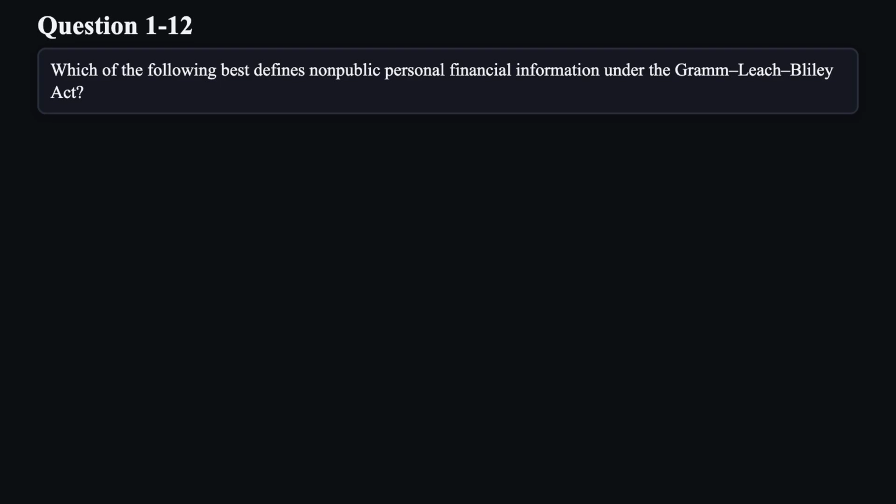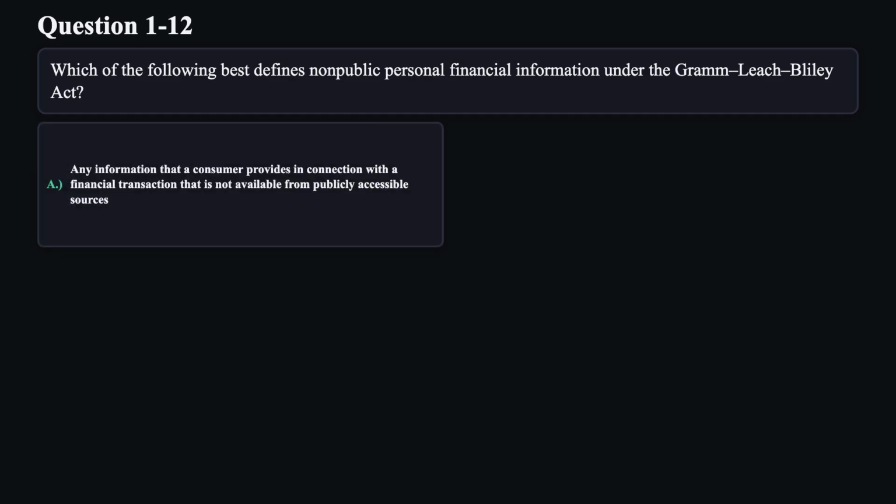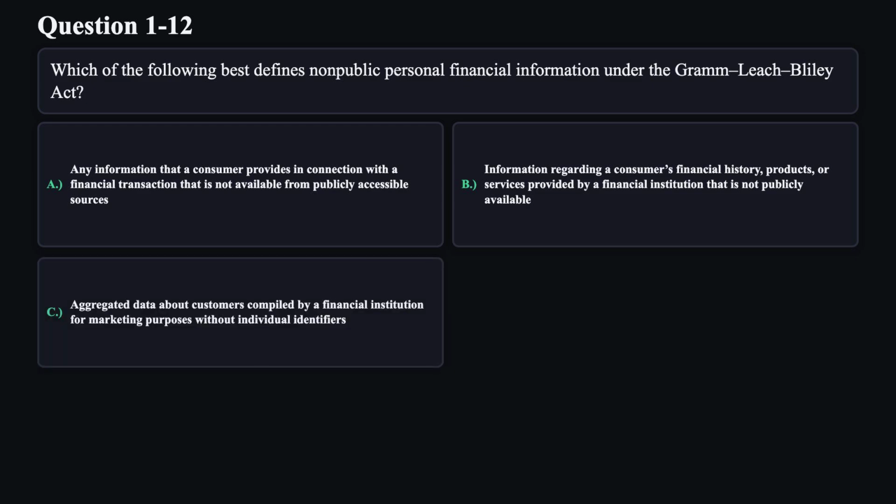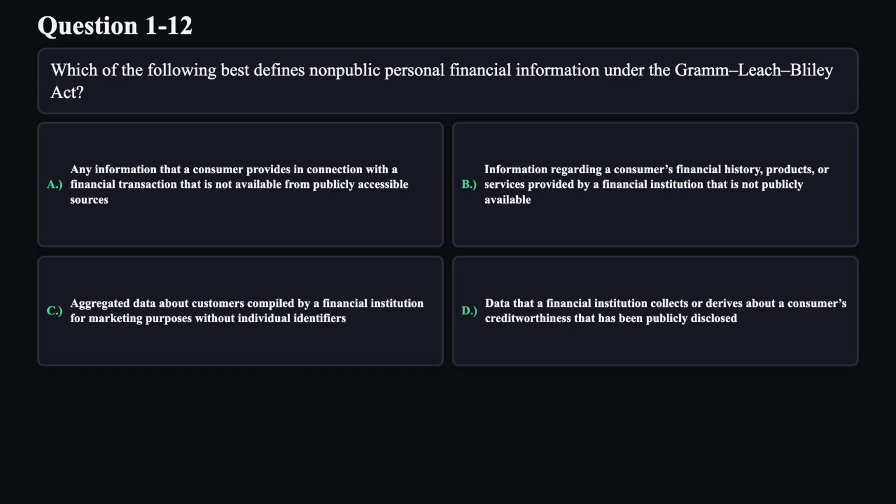Question 12. Which of the following best defines non-public personal financial information under the Gramm-Leach-Bliley Act? A. Any information that a consumer provides in connection with a financial transaction that is not available from publicly accessible sources. B. Information regarding a consumer's financial history, products, or services provided by a financial institution that is not publicly available. C. Aggregated data about customers compiled by a financial institution for marketing purposes without individual identifiers. D. Data that a financial institution collects or derives about a consumer's creditworthiness that has been publicly disclosed.